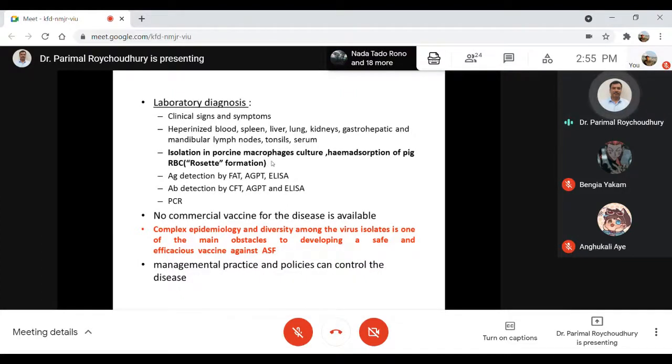For the isolation, we definitely need a specific porcine macrophage culture system, where we can go for the immune absorption test for confirmation, or we can perform the FAT test, which is a rapidly performed test for detection of the virus. And among other laboratory tests, including PCR, this is a DNA virus, so simple PCR we can perform for detecting the virus gene.